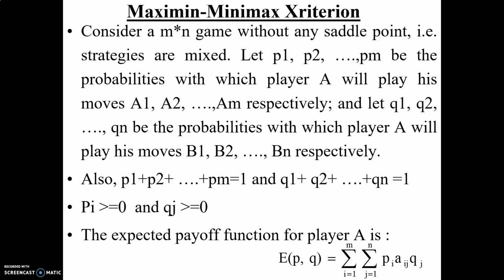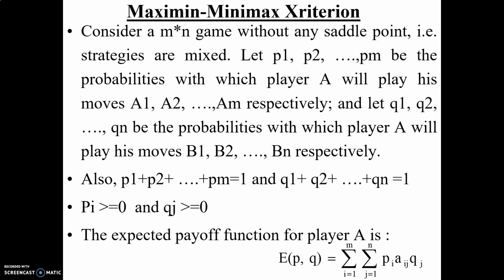Let player A play his moves A1, A2 till Am with probabilities P1, P2 till Pm respectively, and let Q1, Q2 till Qn be the probabilities with which player B will play his moves B1, B2 till Bn respectively. Also P1 plus P2 till Pm is always equal to 1, and Q1 plus Q2 till Qn is equal to 1. Pi is greater than or equal to 0 and Qj is also greater than or equal to 0.